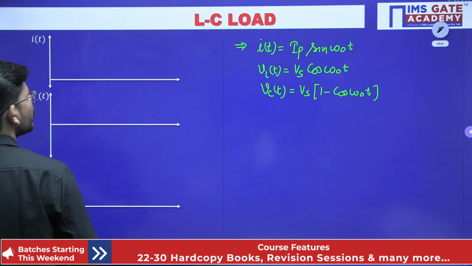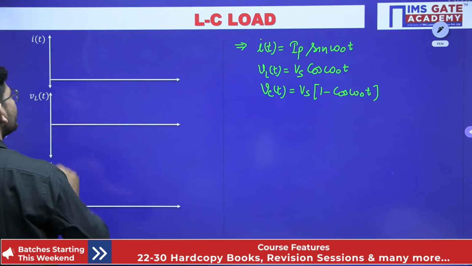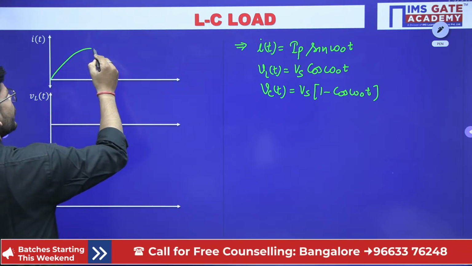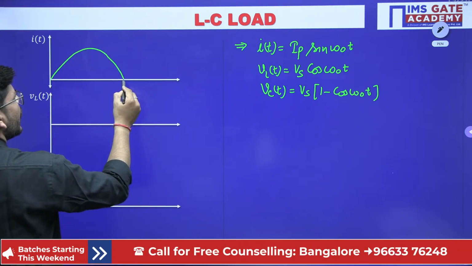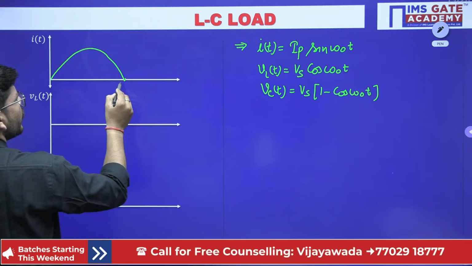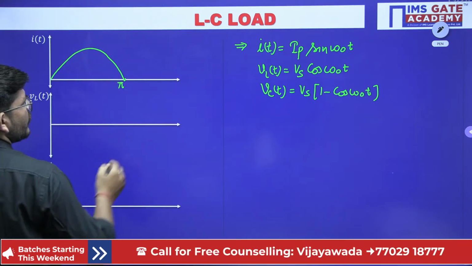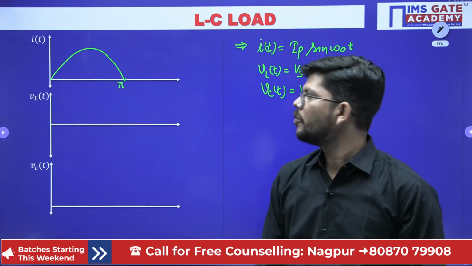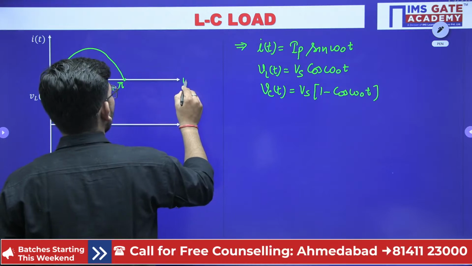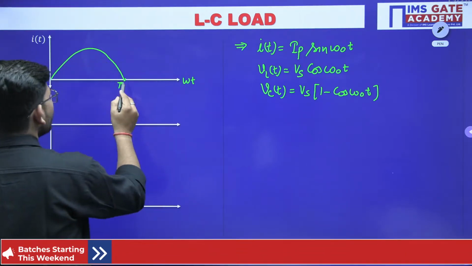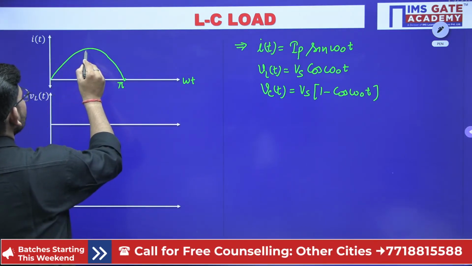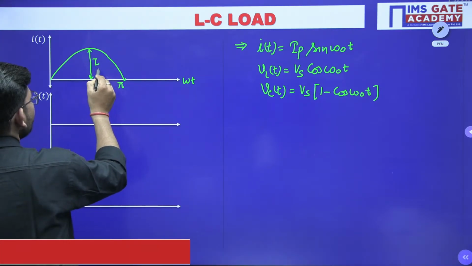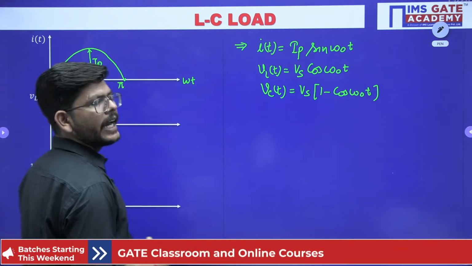Let us plot all these quantities here. If I am going to plot IT, IT is basically following the sine curve. When we reach this point, which is omega t equals pi, you can see the current will become 0. This is the peak value of current, that is IP, and at pi the current has become 0.